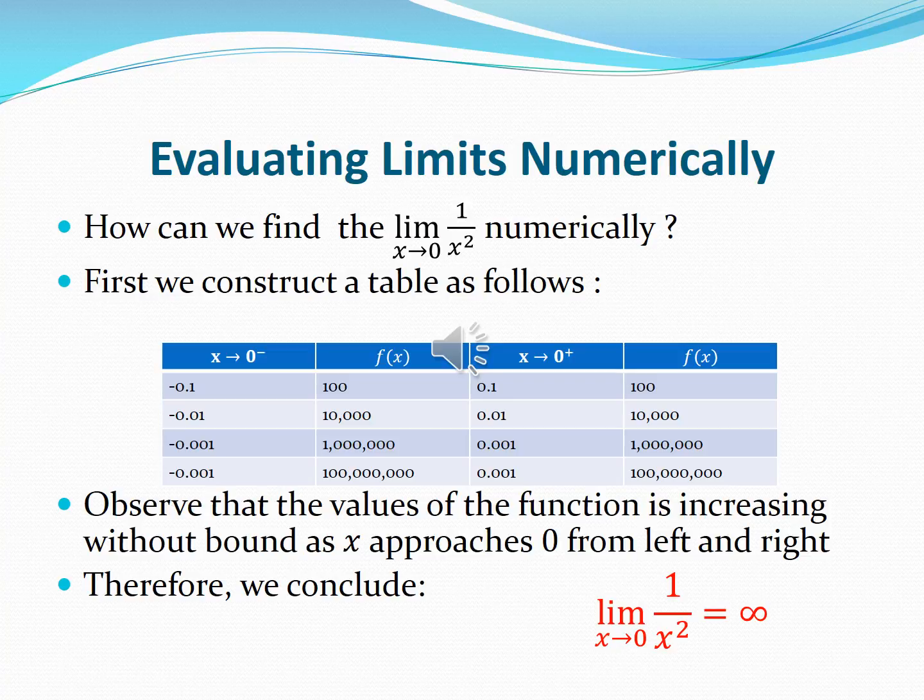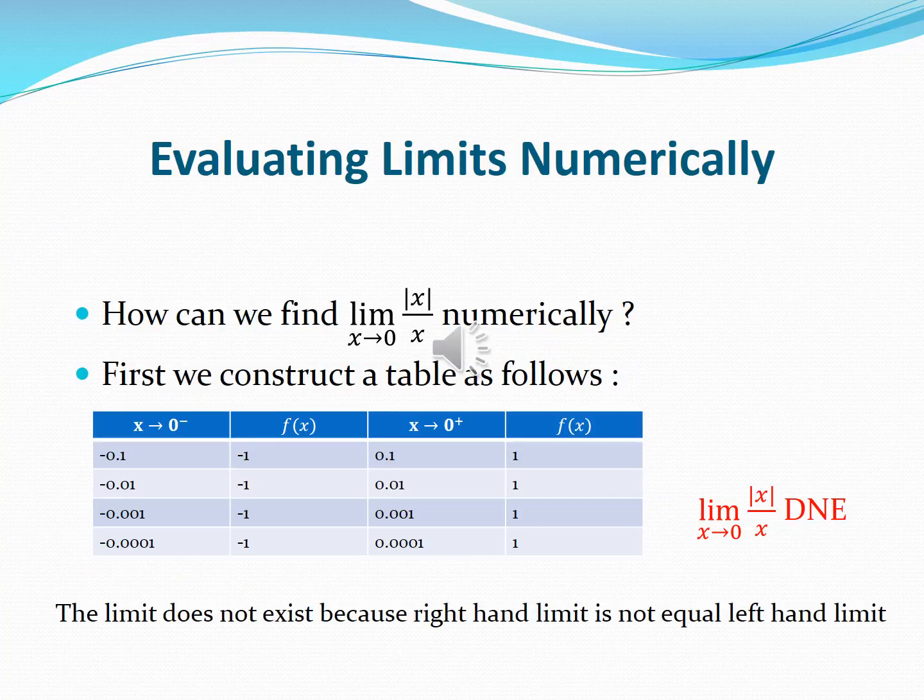And then when we plug these numbers into the equation, we get the first number is 100. The second number that we find is 10,000, a million, 100 million. So these are very big numbers. The closer we get to 0, the bigger the numbers become. So then we say the limit of the function is equal to infinity, because the numbers increase without bound.